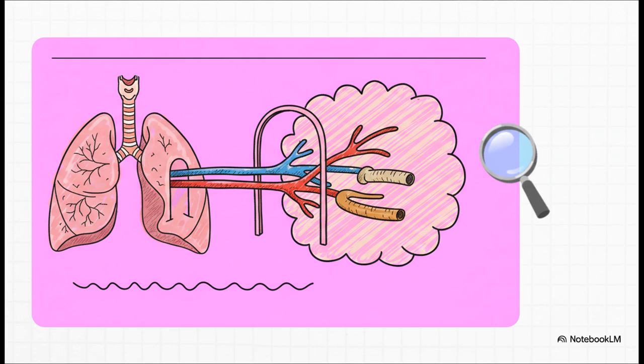The hilum is simply the physical area. Think of it as the doorway on the medial surface of the lung. The root, however, is the actual bundle of structures, the bronchi, the vessels, the nerves, that are actively passing through that doorway to connect the lung to the mediastinum.